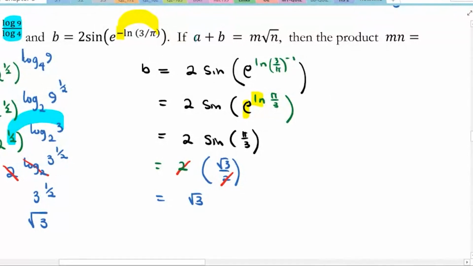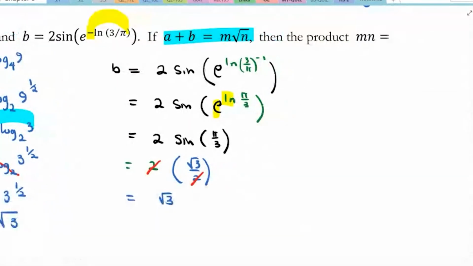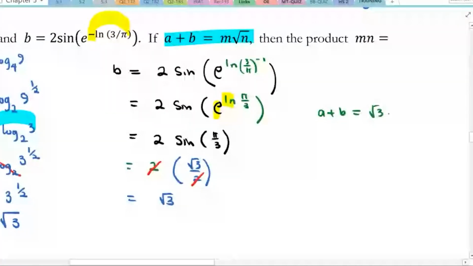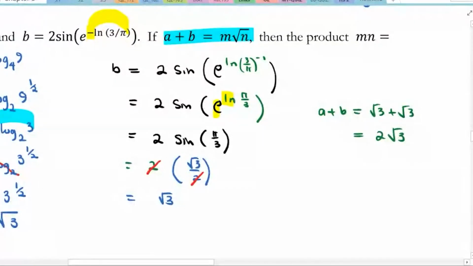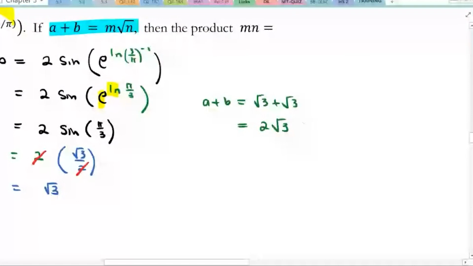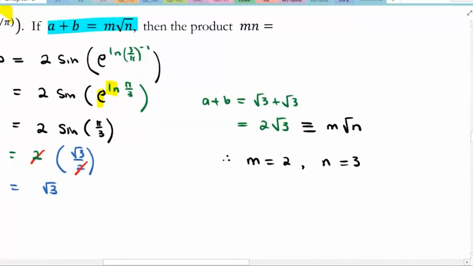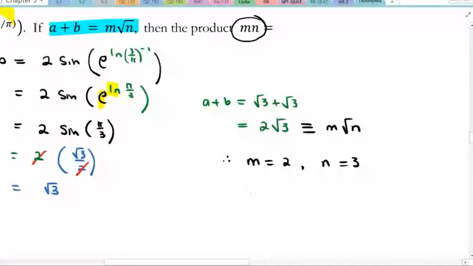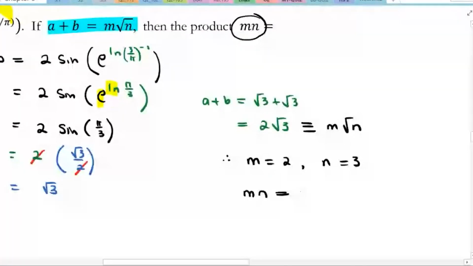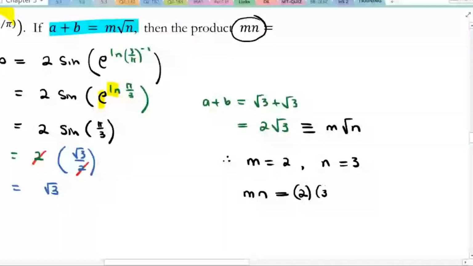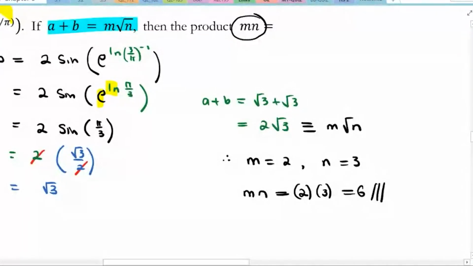Now the question says a plus b is equal to this. So a plus b is going to be equal to root of 3 plus root of 3, which is going to be equal to 2 root of 3. Now, if I compare then with this, m root of n, therefore, m is going to be equal to 2, and n shall be equal to 3. The question is asking for the product. So m multiplied by n shall be equal to 2 multiplied by 3, which is equal to 6 as our answer.